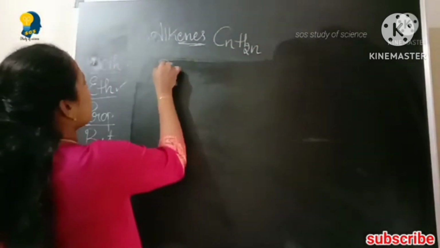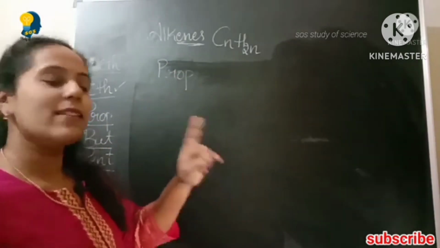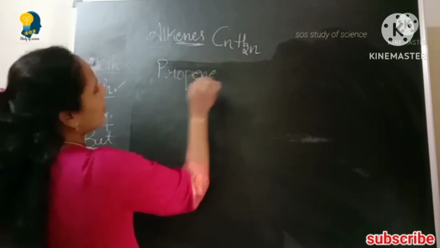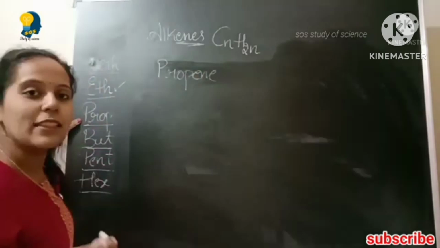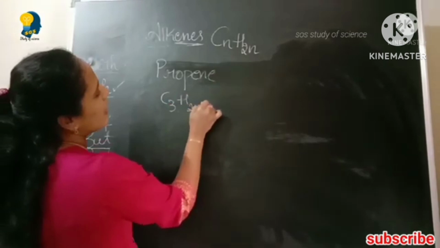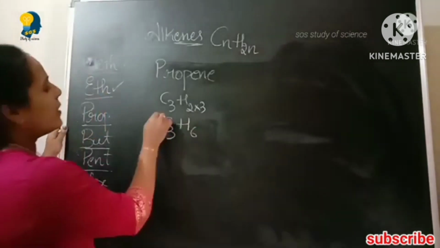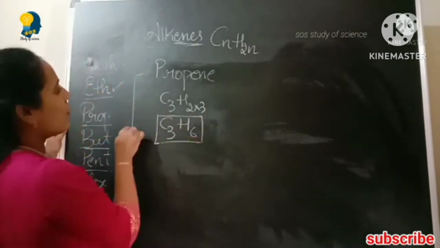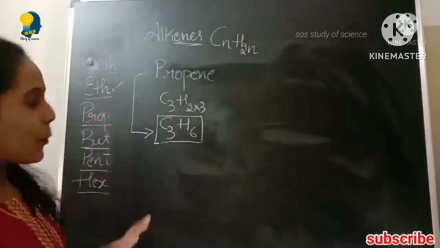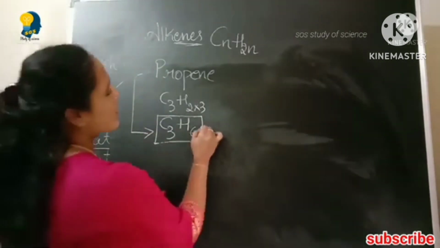The next member is prop. We have learned the first member under alkene is eth, so prop is the third member under word root, and our unsaturated hydrocarbon ending is ene. So n is equal to 3. C3H2n: 2 threes are 6, so C3H6 is the molecular formula for propene. Now if we look at the structural formula for propene, it looks something like this.